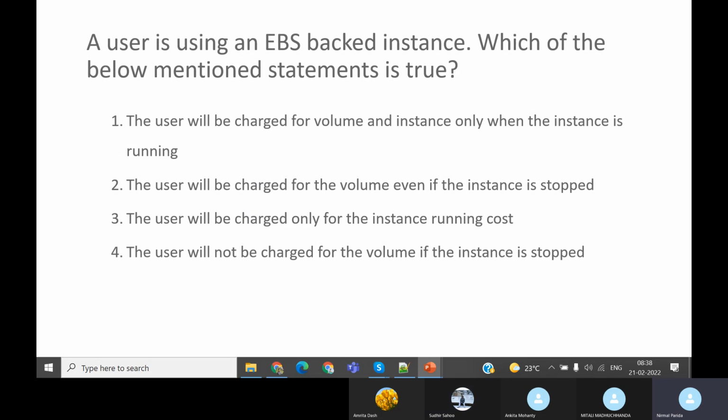A user is using an EBS backed instance. Which of the below mentioned statements is true? The user will be charged for volume and instance only when the instance is running. The user will be charged for the volume even if the instance is stopped. The user will be charged only for the instance running cost. The user will not be charged for the volume if the instance is stopped. Oh, this is for pricing charge, right? I already explained this scenario maybe one, two or three times.